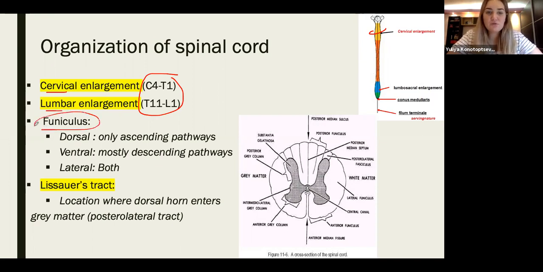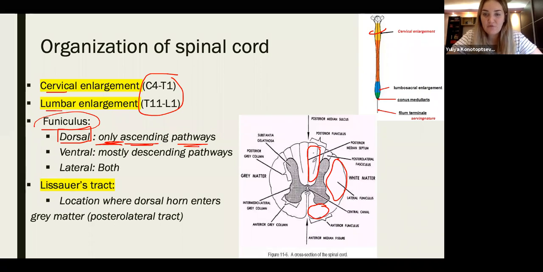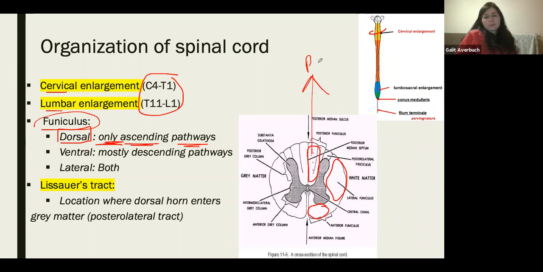So funiculus, you remember, that's the organization of the white matter. We have the posterior funiculus, a lateral funiculus, and an anterior funiculus. You need to remember that in the posterior funiculus, you will only find ascending tracts. So in this posterior funiculus, the axons are going where, if they're ascending? To the brain. To the brain, okay? They're going to the brain.